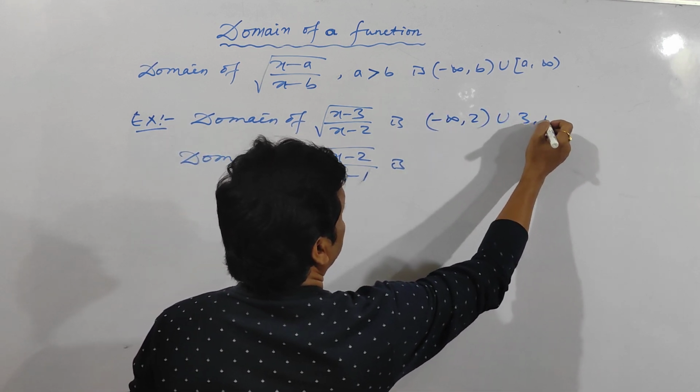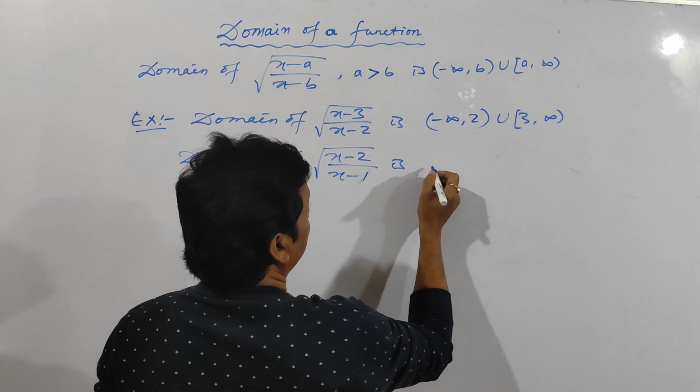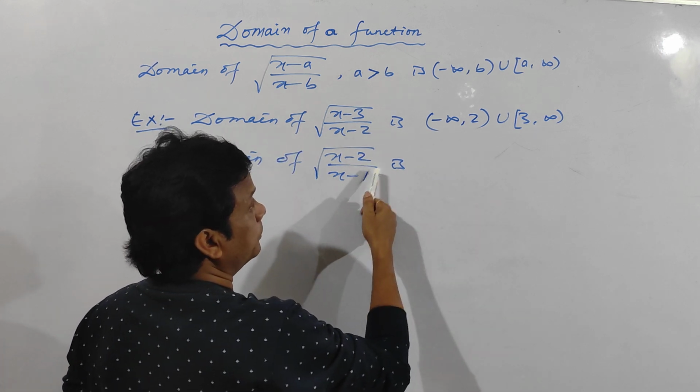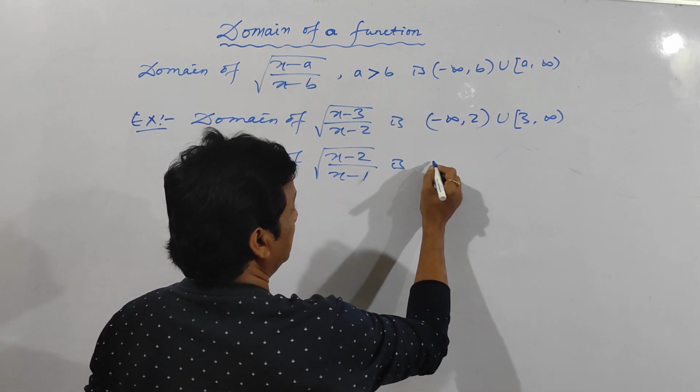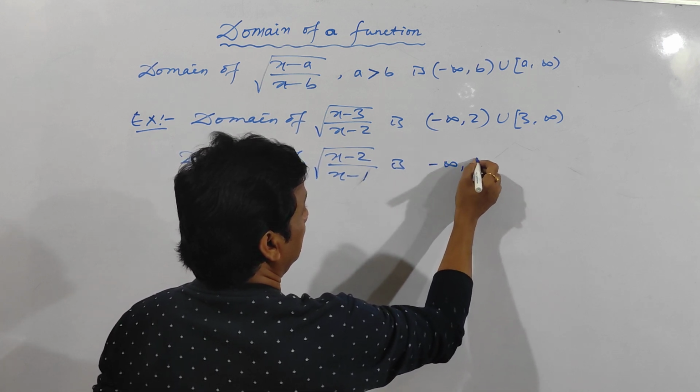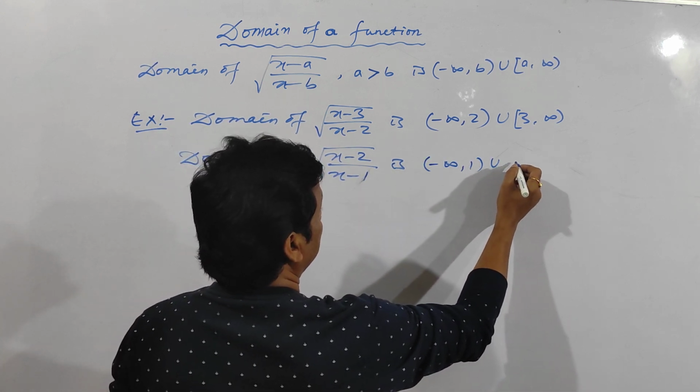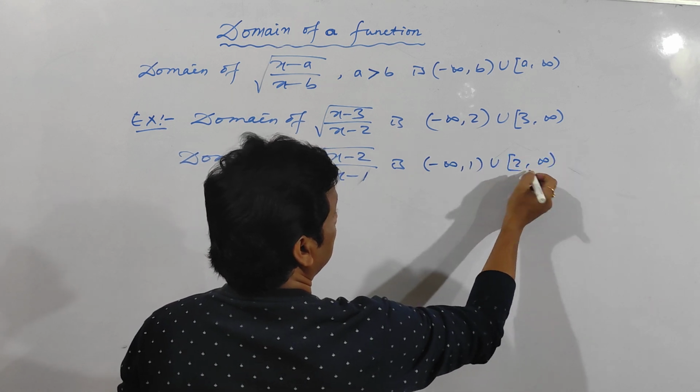Union 3 infinity. So this one is closed. Here a, b, so you should write b first. That means minus infinity to 1 union 2 to infinity. So this is the answer.